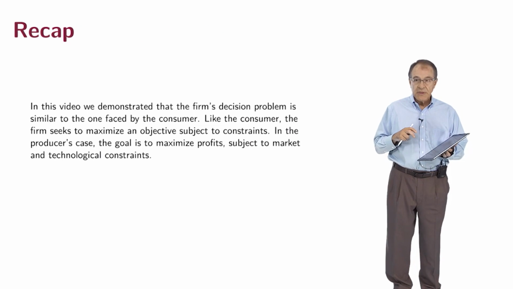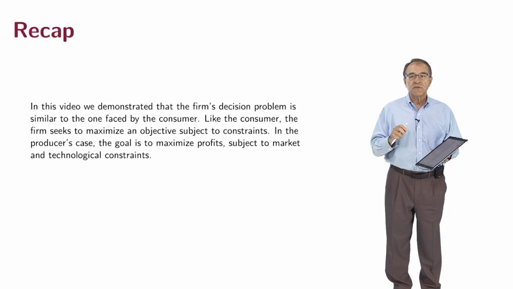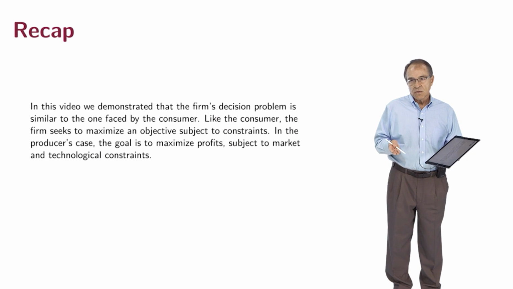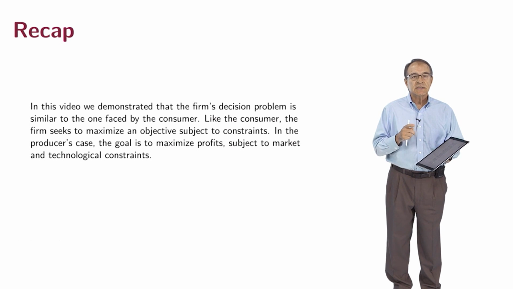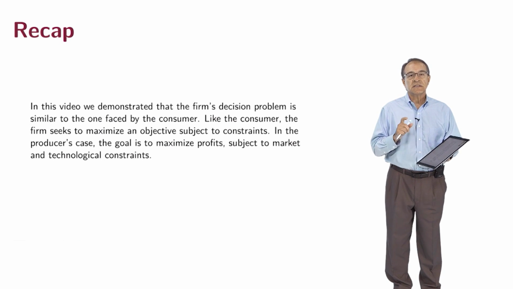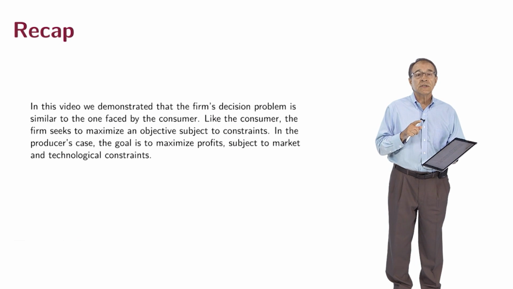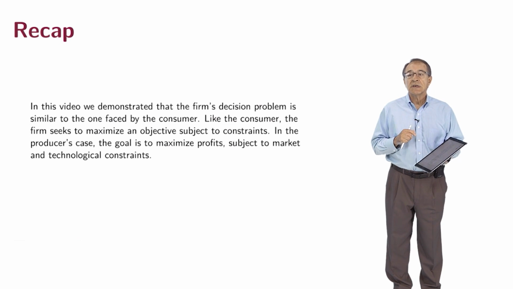So let's recap. In this video, we demonstrated that the firm's decision problem is similar to the one faced by the consumer. Like the consumer, the firm seeks to maximize an objective subject to constraints. In the producer's case, however, the goal is to maximize profits subject to market and technological constraints.